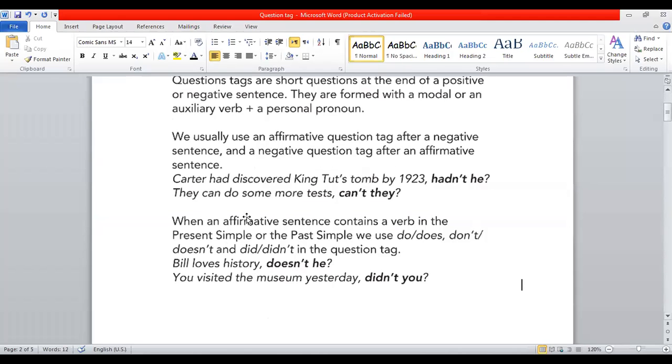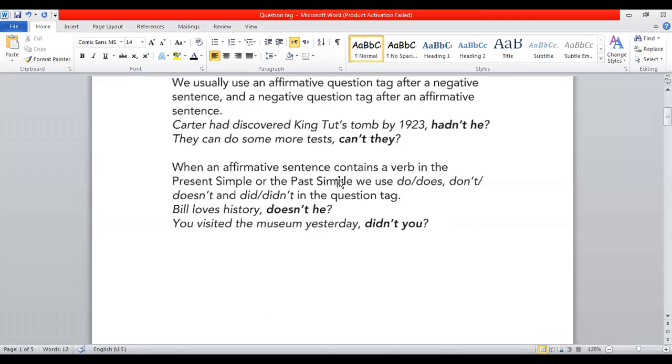So when an affirmative sentence contains a verb in the present simple or the past simple, we use do or does, don't or doesn't, and did or didn't in the question tag. Like this example, Bill loves history, so the question tag will be doesn't he? You visited the museum yesterday, so the question tag will be didn't you?